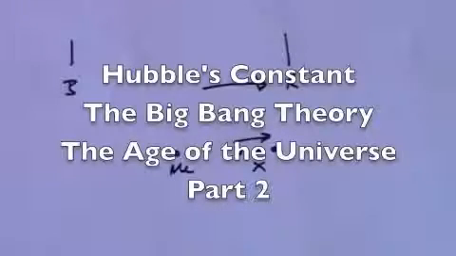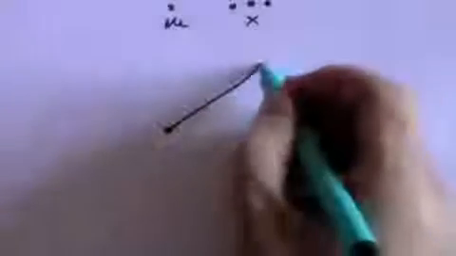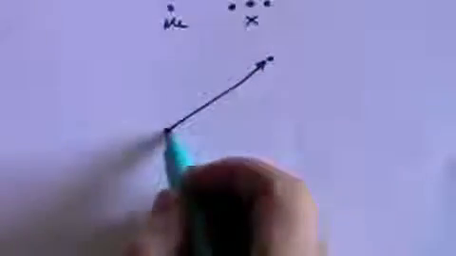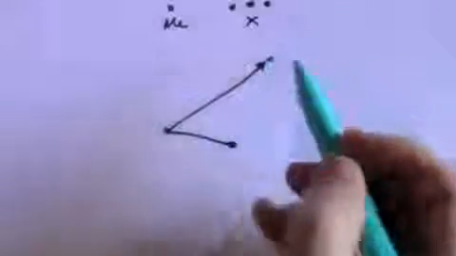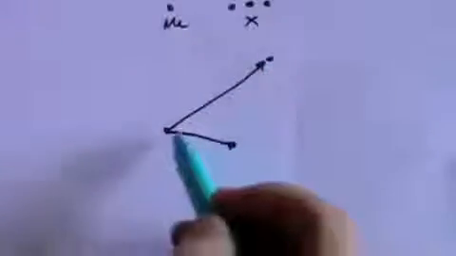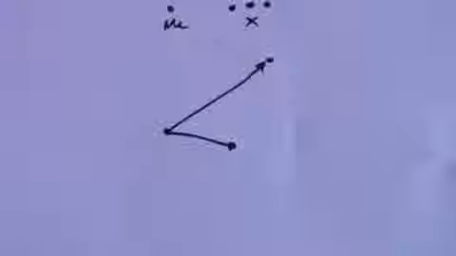He also concluded that the objects which were furthest away were travelling fastest. That's not unreasonable. If an object travels to here in the same time as an object travels to here, then this object must be travelling faster than this object because it's gone further. So the further something is away, the faster it must be travelling.